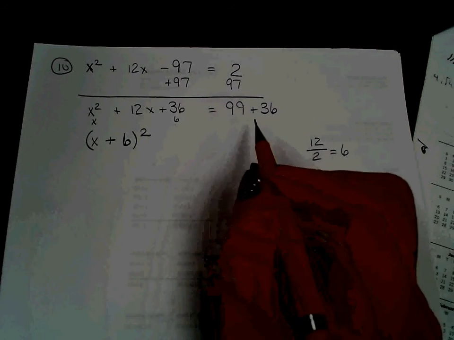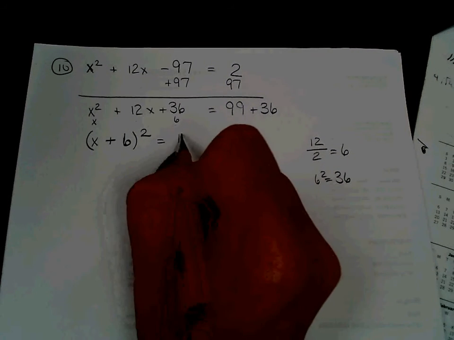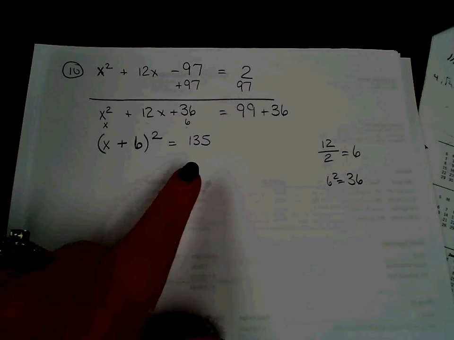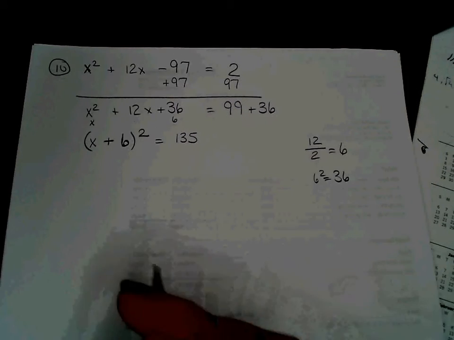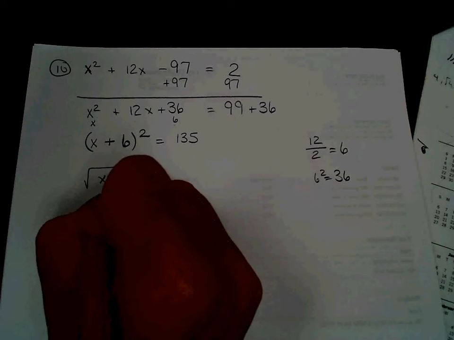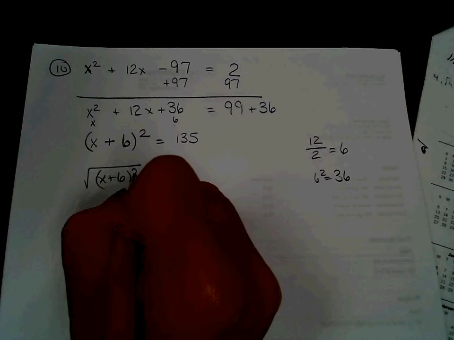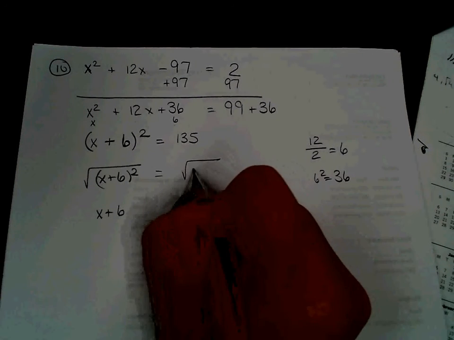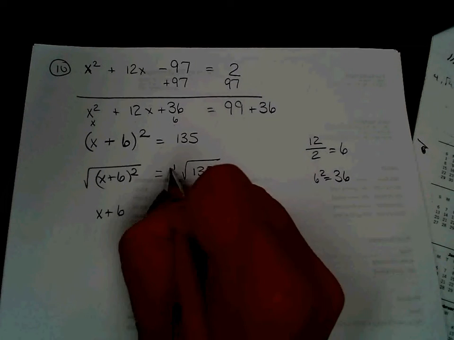We add 99 and 36 together and we get 135. So now we have a square equaling a number. We take the square root of the left, because taking the square root of a square just cancels. And we take the square root of the right, remembering to put plus or minus in front of it.